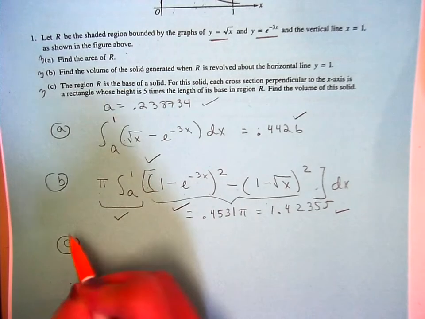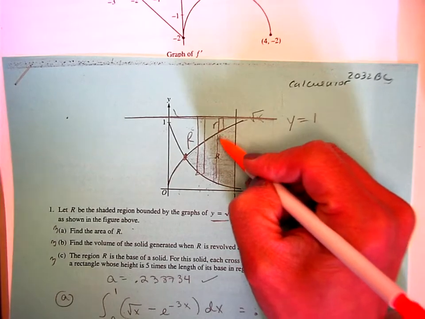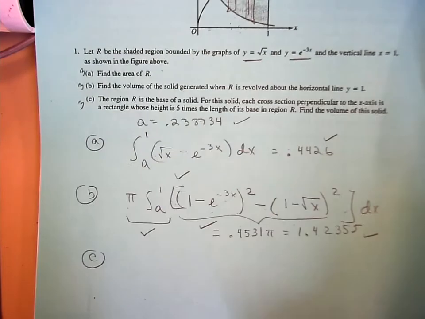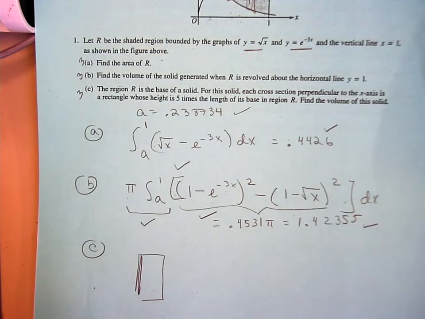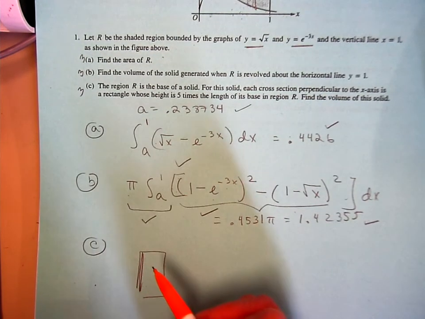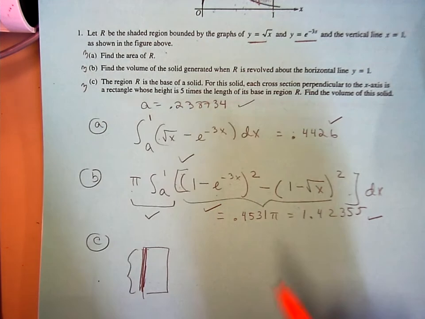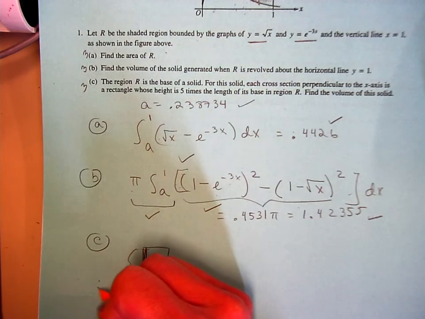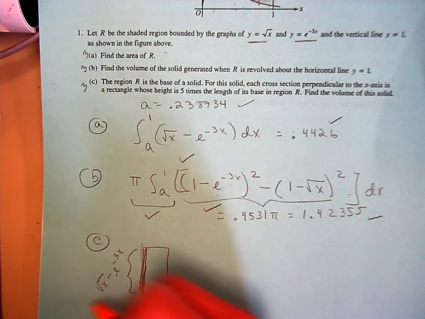Okay, lastly, part C. The cross section is a rectangle. So there's a rectangle here, and I'm going to draw the two-dimensional picture. So here's my rectangle, and it tells you that the height is 5 times the length of its base. So here is one side of it, okay, and this is just 5 times that.